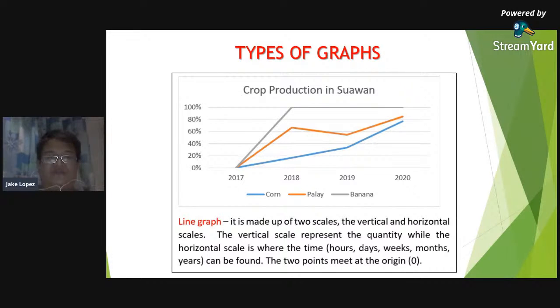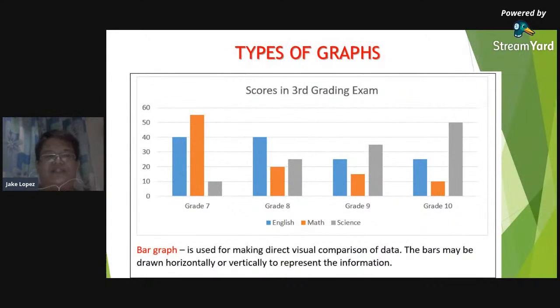Any question? All right, in the types of graphs, for the second one, we have the bar graph. The bar is like yung parang bar ng chocolate, di ba? Bar. You can see here, this is a bar.